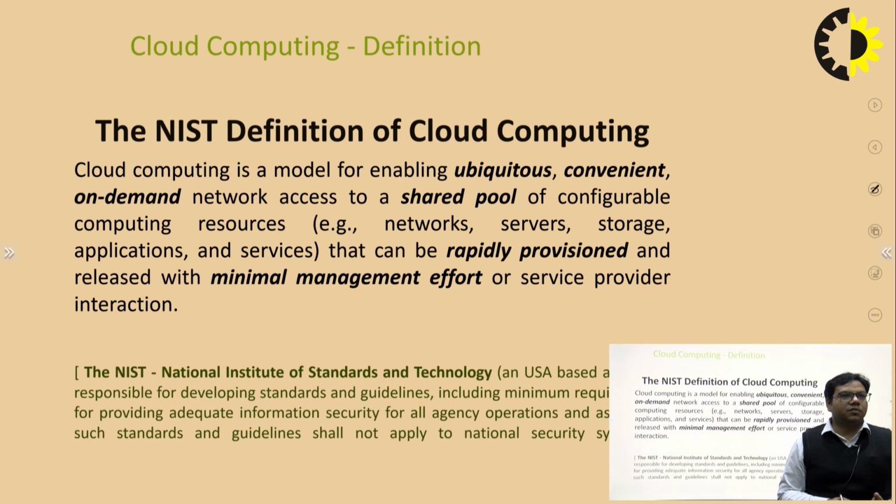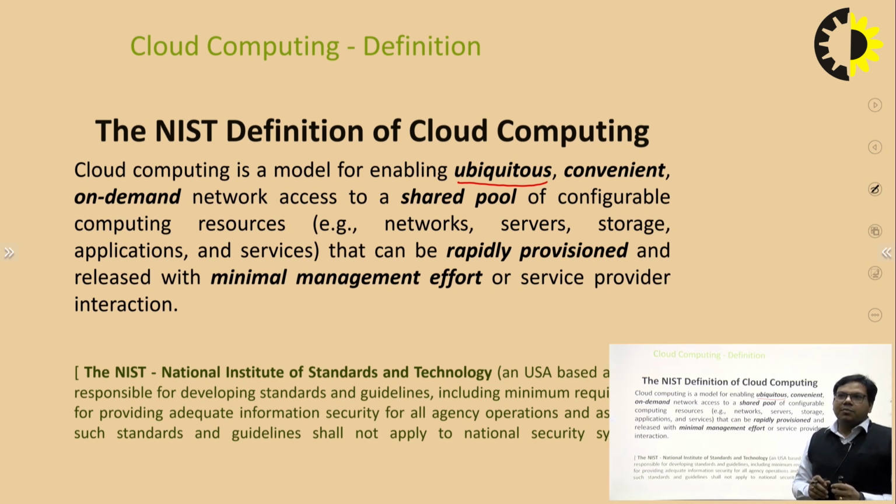Example: network, servers, storage, applications and service that can be rapidly provisioned and released with minimal management effort or service provider interaction. So let's come term by term. The first term is ubiquitous. Ubiquitous is a term which can be defined as available everywhere.